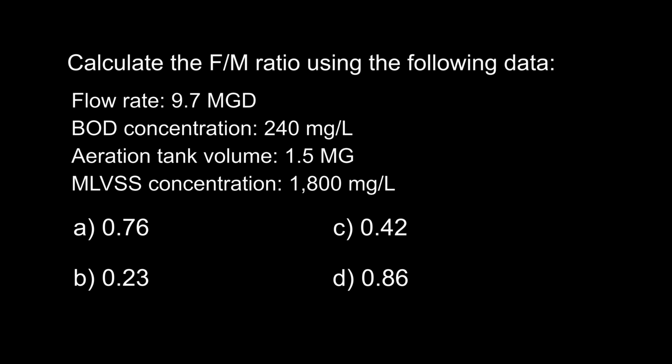Calculate the food to microorganism ratio using the data on the screen. A. 0.76, B. 0.23, C. 0.42, or D. 0.86.